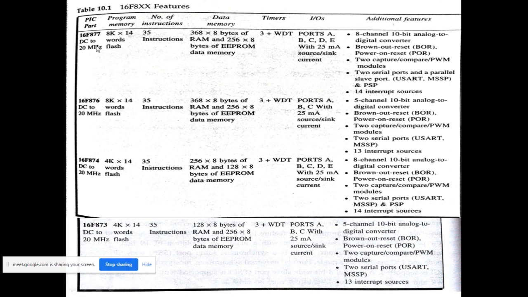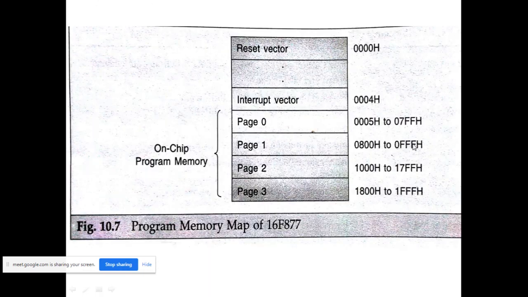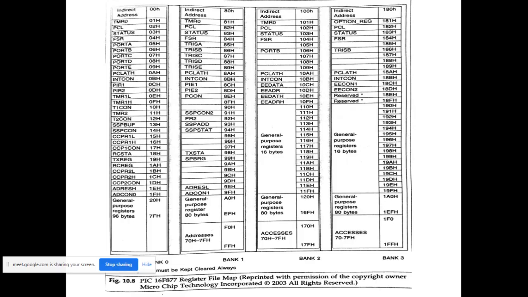We have seen that this microcontroller is a 40 pin IC, and there are various pin signals as we have discussed last time. Then we have seen its program memory. We have discussed its program memory last time. It has 8K by 14 bit type of program memory. Then last time we started discussing the data memory.